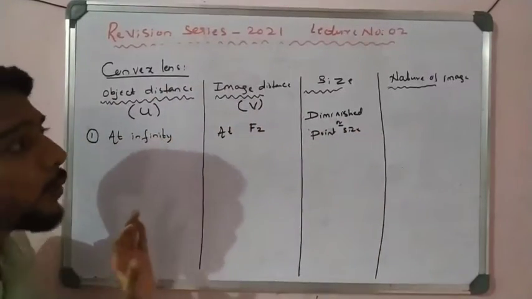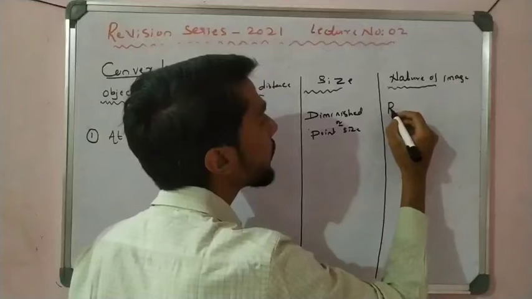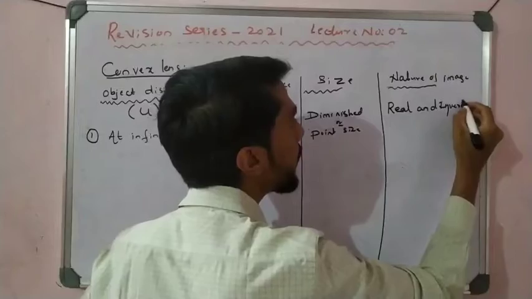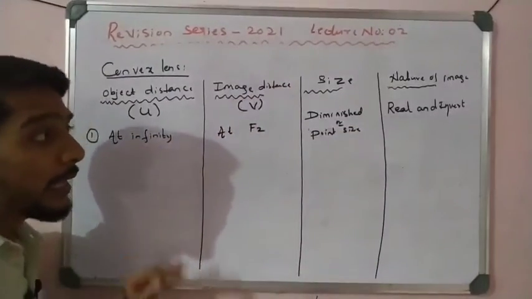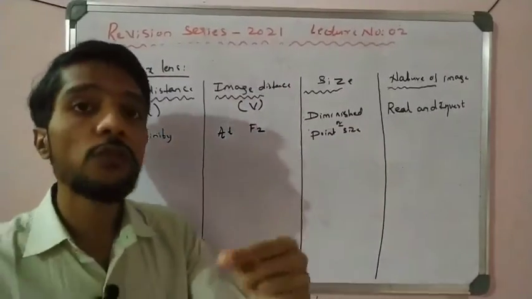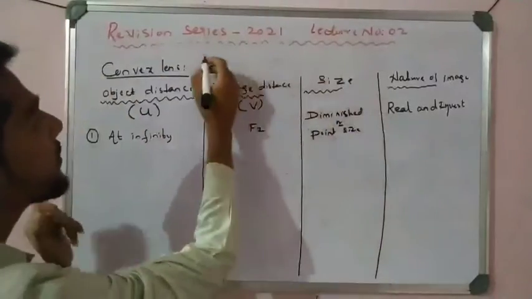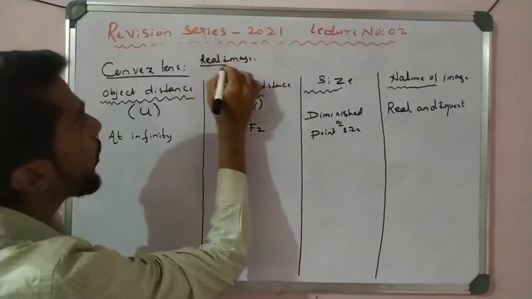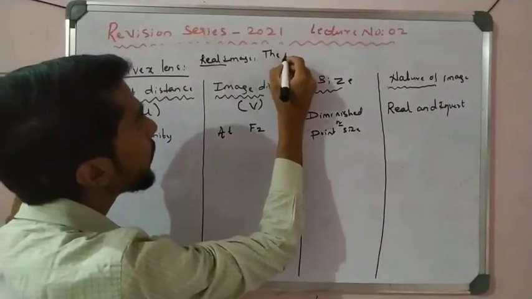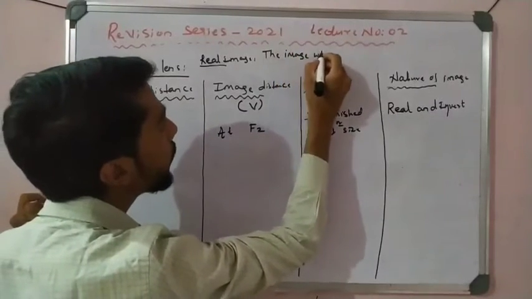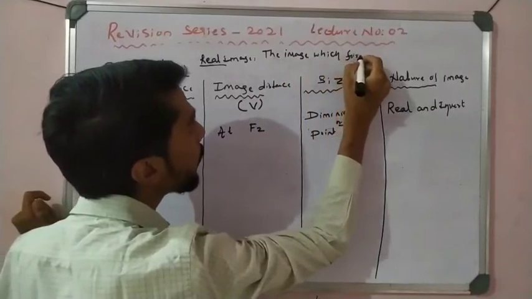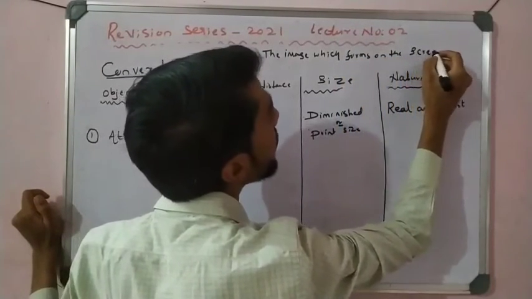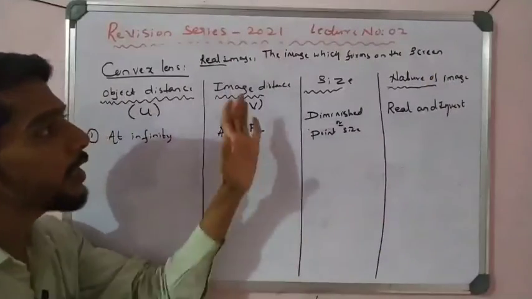So this pointer, remember. So what is nature? So nature is real and inward. So what is real here? Real means the image which forms on the screen, that is called real. So right here, see, real image. Real image means, important, the image which forms on the screen is called a real image, right?